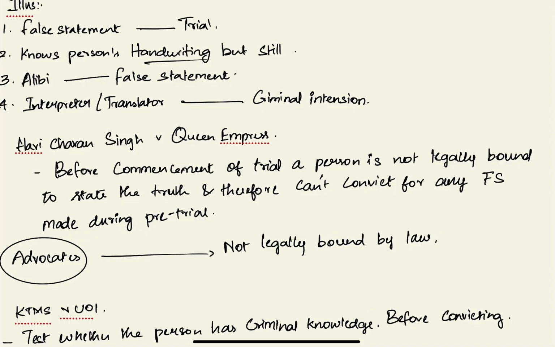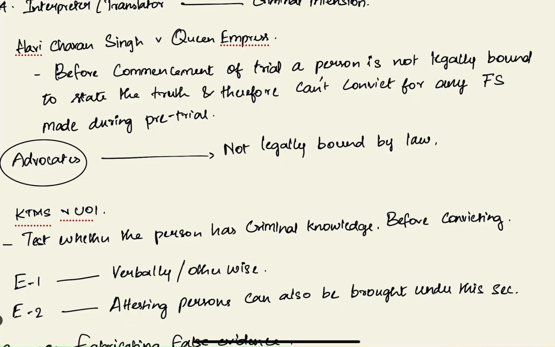So in this case it has been held that a person is not legally bound to make true statements before trial. So generally, a person can only be bound to state true facts only during the trial and not before the trial. So advocates are not generally legally bound by law to make only true statements. Hence, they may proceed to make false statements, which is generally not advisable.